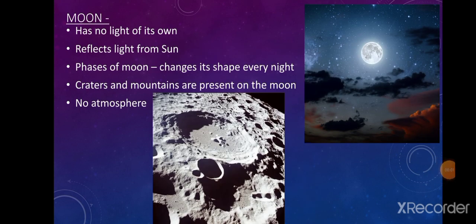Now, moon. The moon has no light of its own, and it reflects light from the sun. That's how we are able to see the light of the moon. Moon takes around 27 days to complete one revolution around the earth. The moon seems to change its shape every night, and this is called phases of moon. Every night we see different shapes.